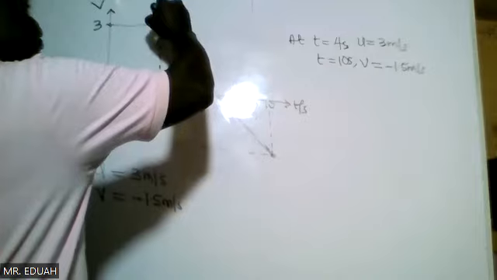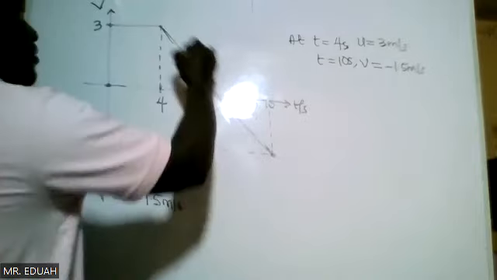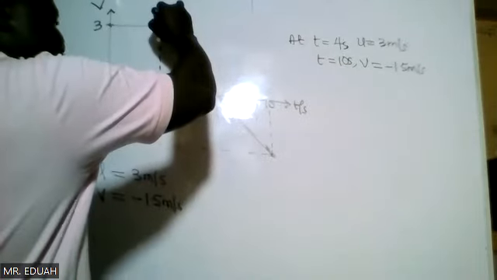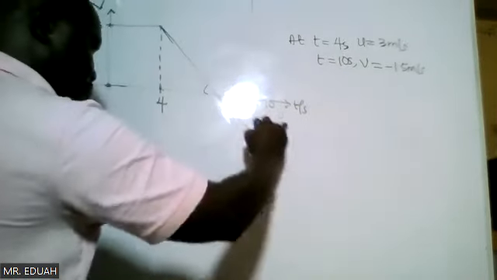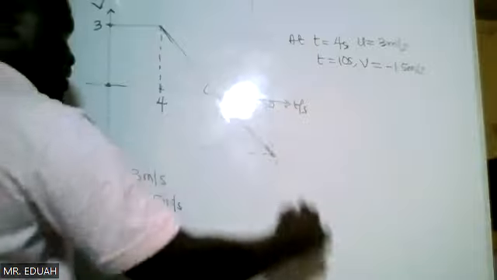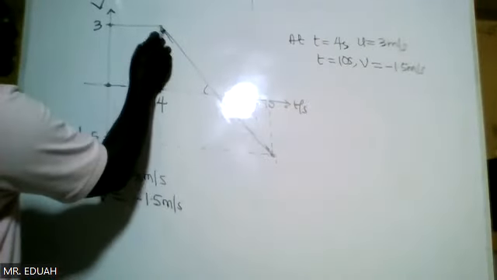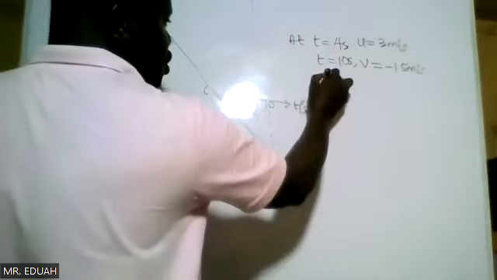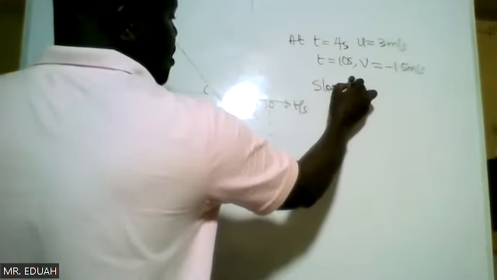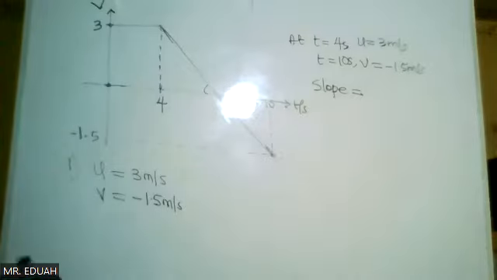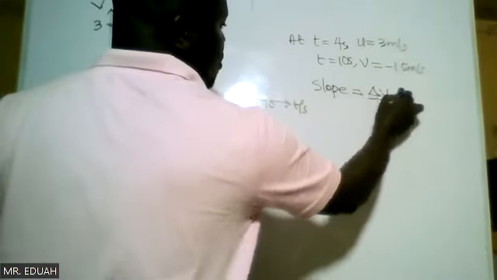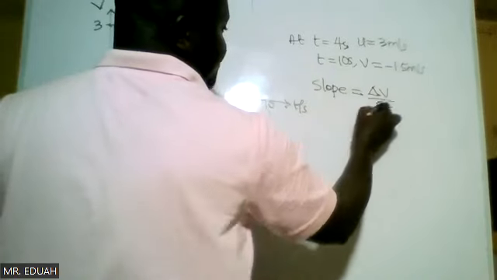So in a velocity-time graph, the slope is equal to the acceleration. You realize that this acceleration is the same throughout, so over here we have uniform acceleration. So let's find the slope. The slope of a velocity-time graph would be equal to the change in velocity over the change in time.